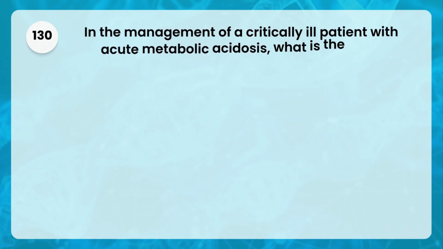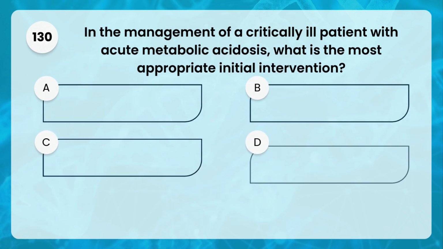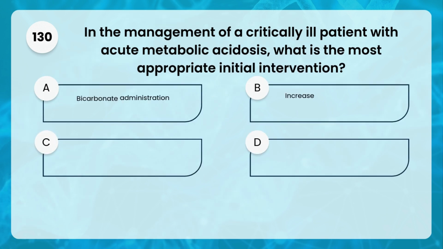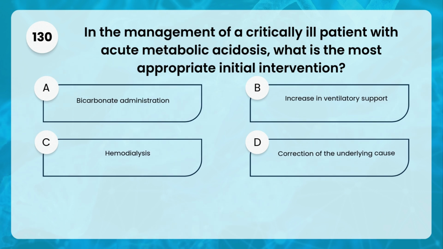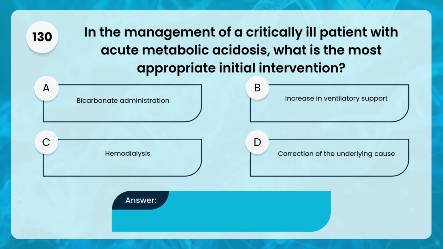130. In the management of a critically ill patient with acute metabolic acidosis, what is the most appropriate initial intervention? A. Bicarbonate administration. B. Increase in ventilatory support. C. Hemodialysis. D. Correction of the underlying cause. The answer is D. Correction of the underlying cause.